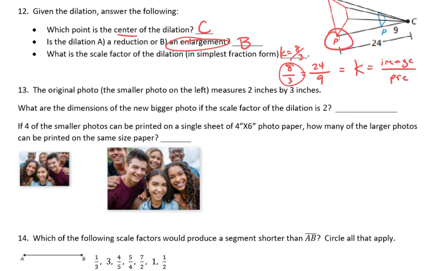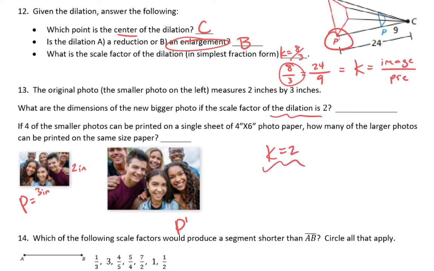All right, almost to the end. The original photo measures 2 inches by 3 inches. That's the one on the left. So 2 inches by 3 inches, and that's the original photo. We'll give it a P for photo. All right, we have a new bigger one, P prime, with a dilation of 2. Scale factor is 2. So that means my K is equal to 2.